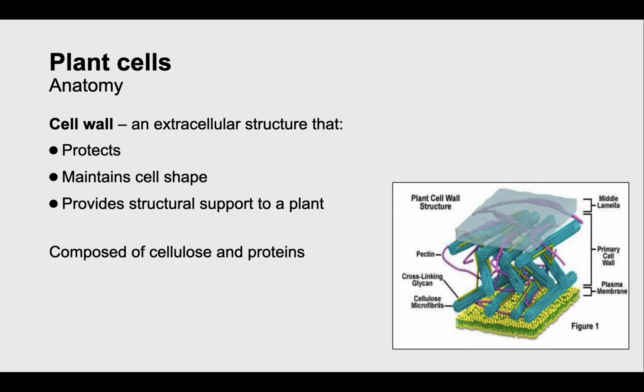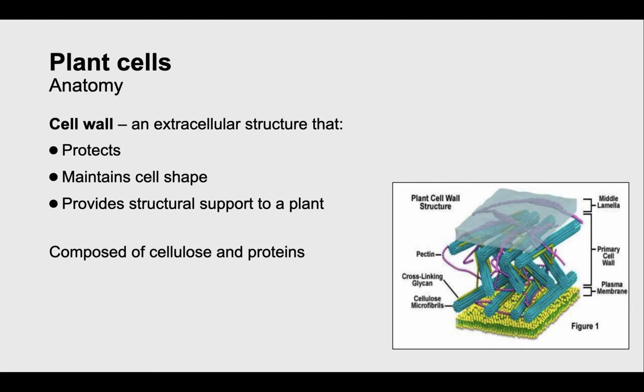The last thing that plant cells have that animal cells do not are cell walls. Cell walls are unique to plant cells. They are an extracellular structure. When I say extracellular structure, I am talking about being outside of the plasma membrane. If we look at the image I have up here, we have our plasma membrane, that phospholipid bilayer in this yellow color here. They are outside of that, so they are outside of the cell, not inside of the cell.